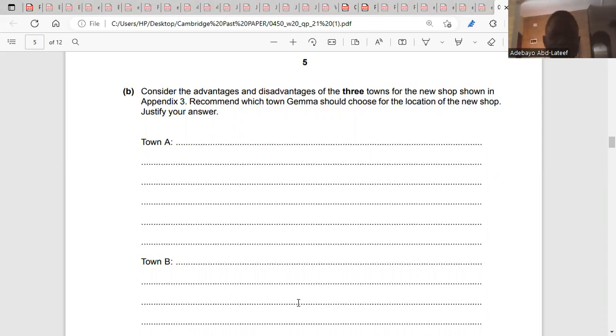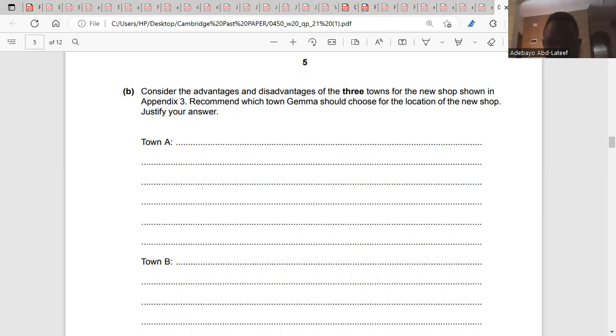All right, so here we have town A. For town A, let's check the expenses. The only way we can decide on which town Gamma should choose will be based on the expenses about each town, the comfortability about each town, and the estimated gross profit of each town. You get that? So let's check for town A.